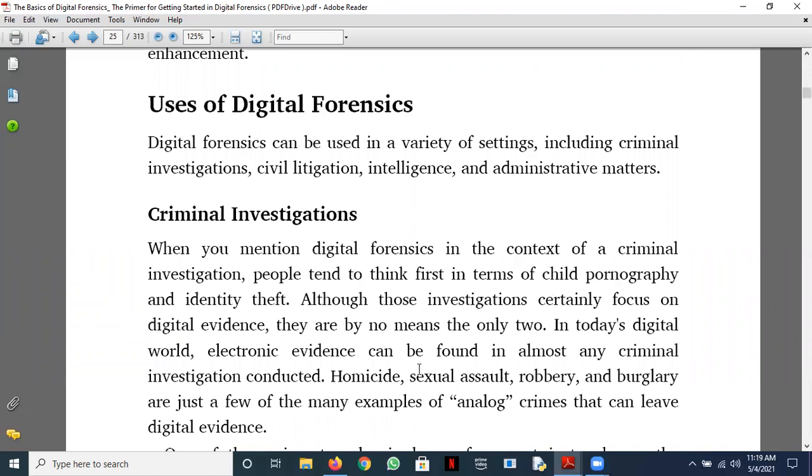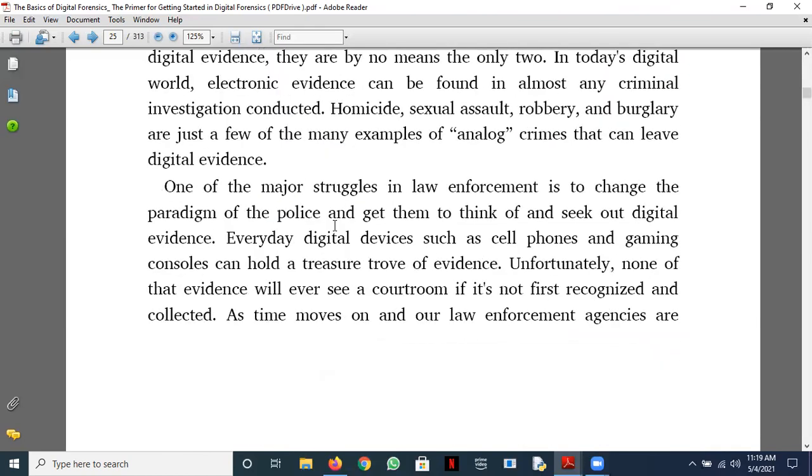So it could be homicide, sexual assault, rape, robbery, burglary. Many things are there, and digital forensics helps us in a long way to tackle all these. Broadly, you can say it is criminal investigations, then civil cases, civil litigation, intelligence, and administrative matters. So we are discussing criminal investigations. Then in civil cases also we can take the help of digital forensics in civil litigation.